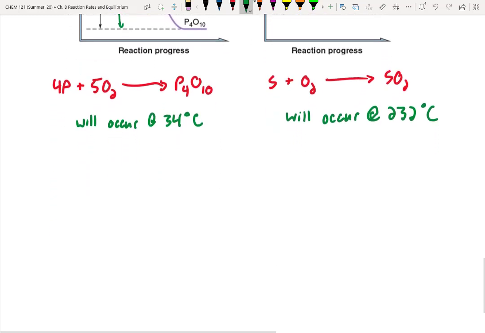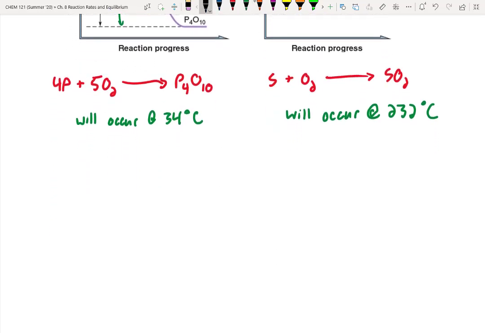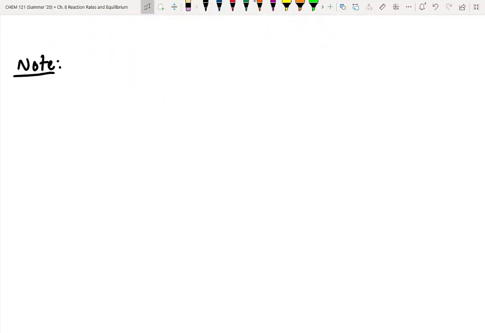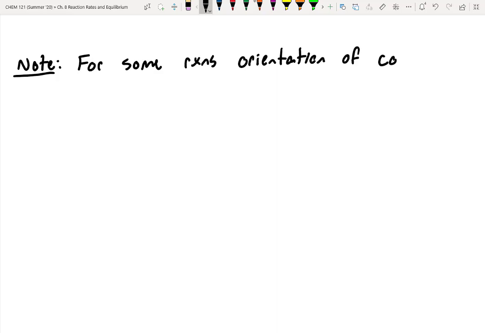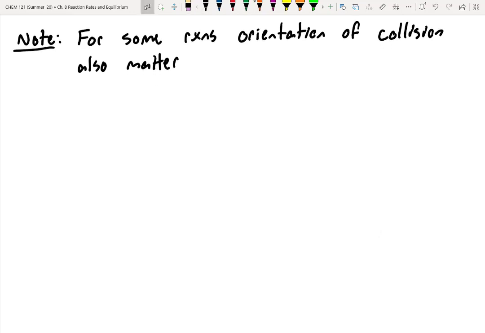All right, and I did want to finish up by talking about one important thing that I mentioned in part 3. And this gets us into a little bit of organic chemistry, but bear with me. And this says that for some reactions, orientation of collision matters. Not all of them. So for example, if we had spherical atoms, one side of a sphere is the exact same as another side of a sphere. So it doesn't matter when individual atoms react, but rather when molecules react.